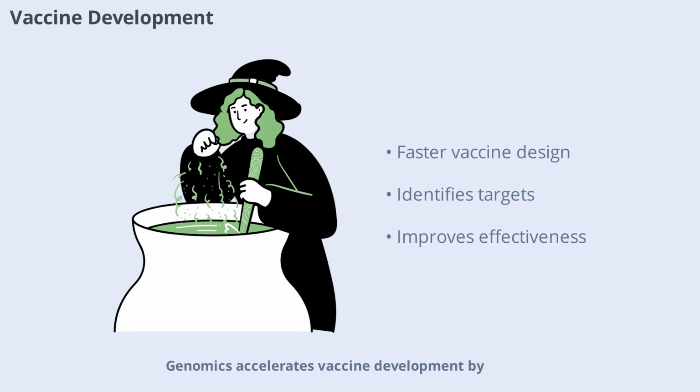Genomics accelerates vaccine development by revealing the genetic makeup of pathogens. Scientists can identify targets for vaccines more quickly and design them to be more effective. This approach has been key in responding to emerging diseases, reducing the time from discovery to deployment.